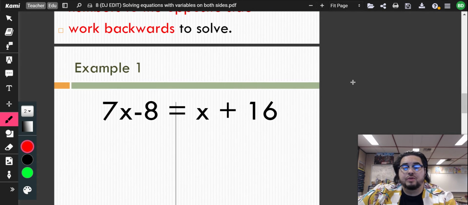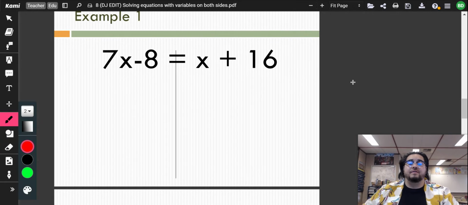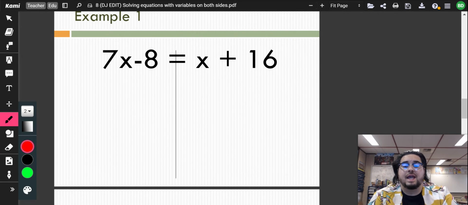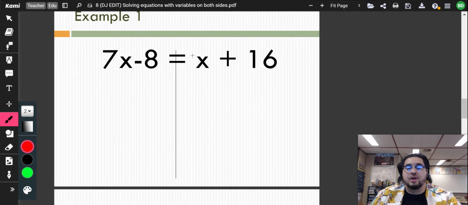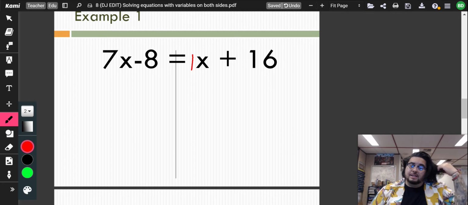In our first example, you can see here that we have 7x minus 8 equals x plus 16. One thing to remember is that when there's no number in front of the x, it is a 1. You don't have to write the 1, but some students feel more comfortable writing the 1 in so they don't forget that it's actually a value.